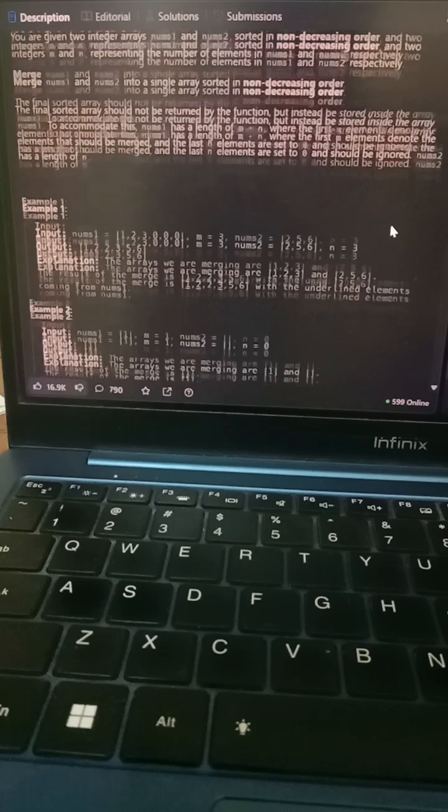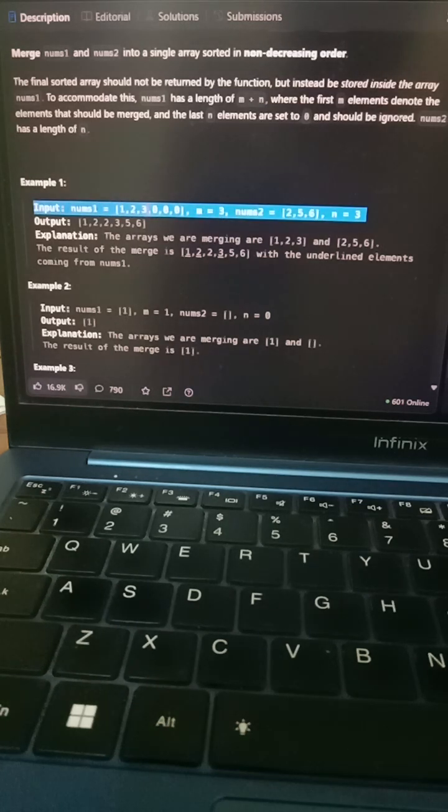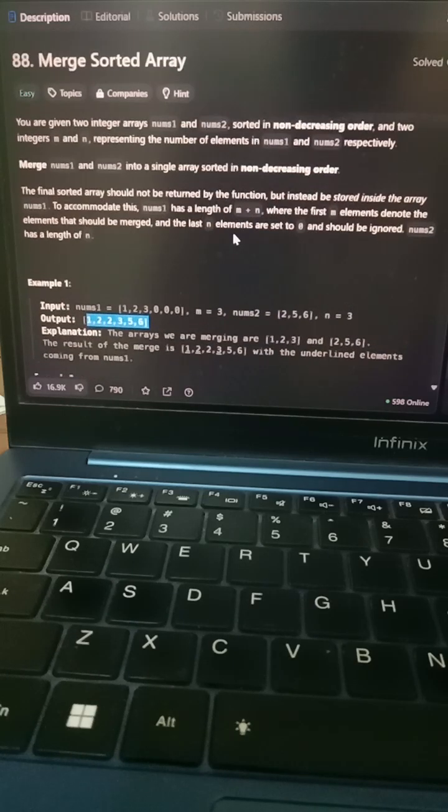Let's see an example. Here nums1 is given as 1 2 3 0 0 0, and m is 3, because the first three values are the real elements of nums1 and the last three must be ignored, as given in the question. In nums2, we are given 2 5 6, and n is 3. So the output will be a non-decreasing order array in which we merge both nums1 and nums2, as you can see. So that's the problem. I hope you have understood it. Now let's move to the solution part.